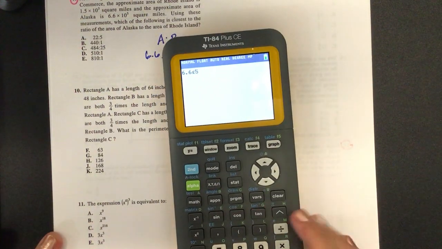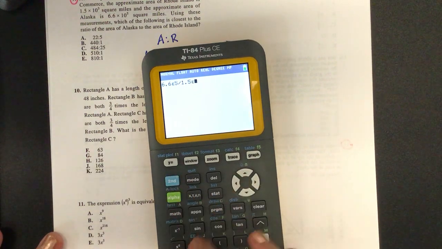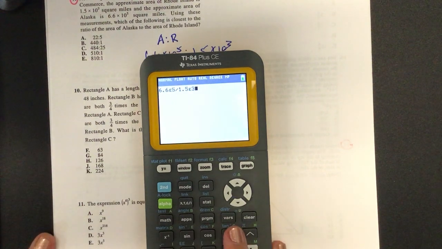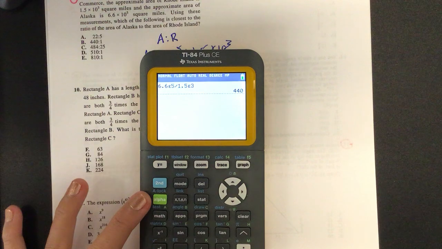So the power of 5 divided by, and then we have 1.5. Again, the E is our scientific notation. Just like that, and it'll give you a clean number. So it's going to be 440.